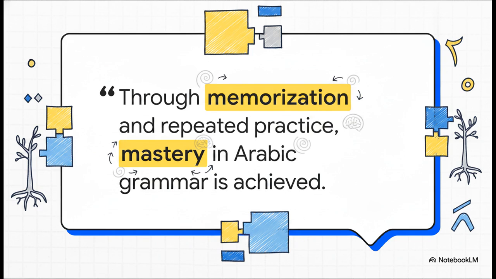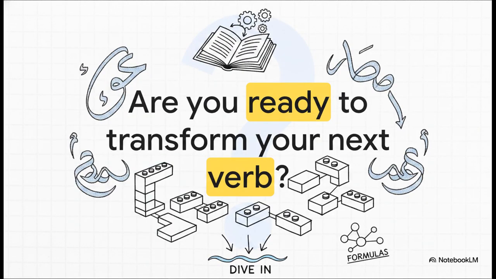I really want to draw your attention to a core insight from our source material here. Quote, through the memorization of these forms and repeated practice, mastery in Arabic grammar is achieved. When you truly realize that Arabic isn't just some chaotic list of millions of unique words to memorize, but rather a highly logical system of formulas, it completely shifts your entire learning mindset. Mastering this system is entirely within your reach. It literally just takes learning the base roots, memorizing those little transformer blocks, and dedicating a bit of time to practice snapping them together.